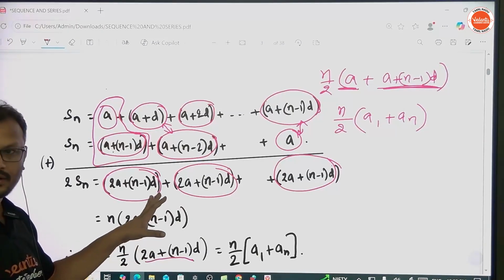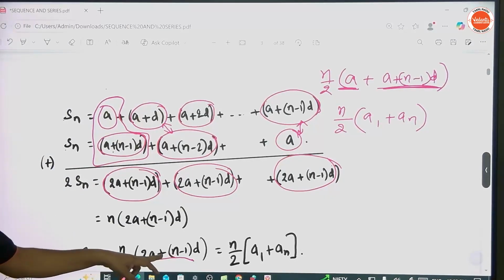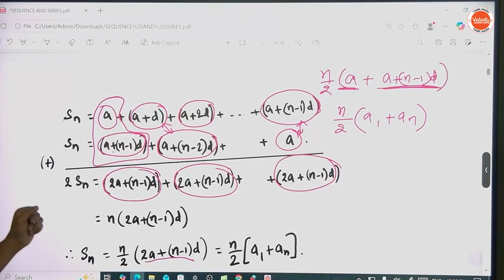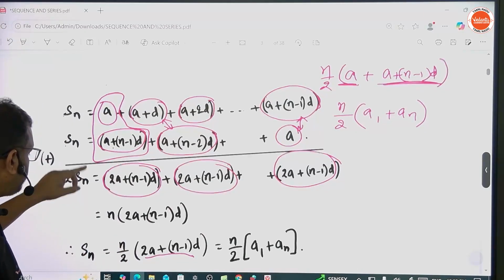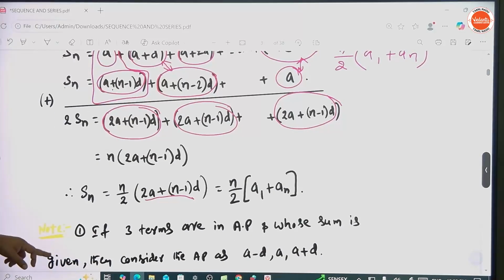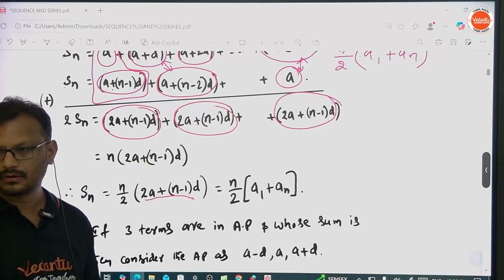Now you got the idea, right? How you are getting that value? It's just simplification only. It's clear, no? So the sum of n terms will finally be n by 2 into 2A plus n minus 1 into D. Okay. See, he already wrote that.